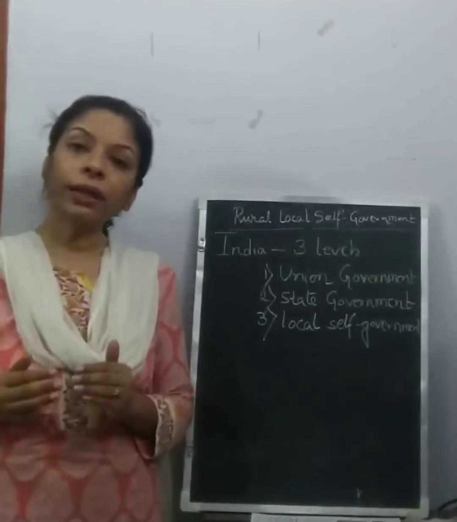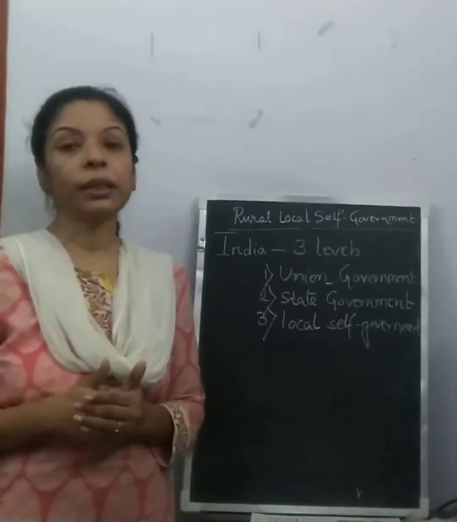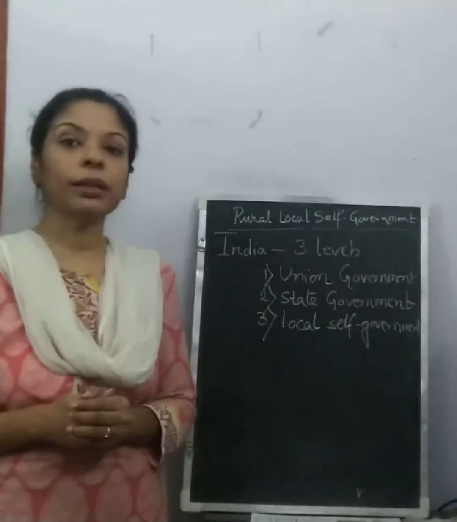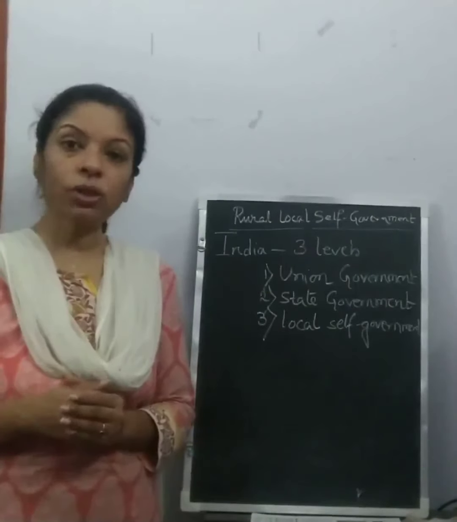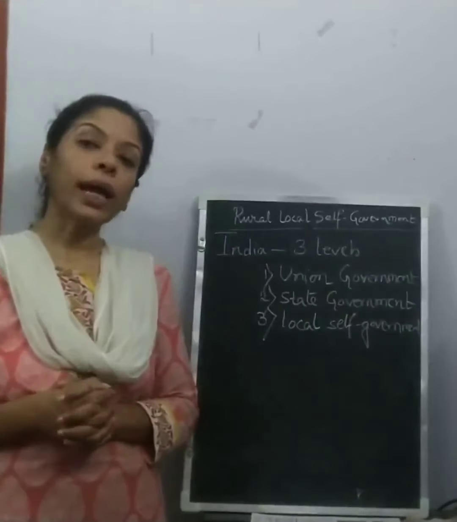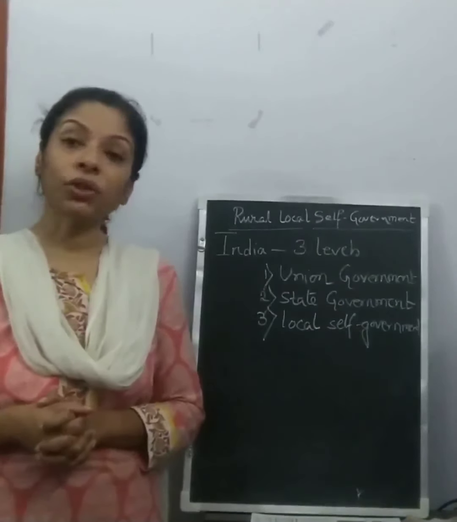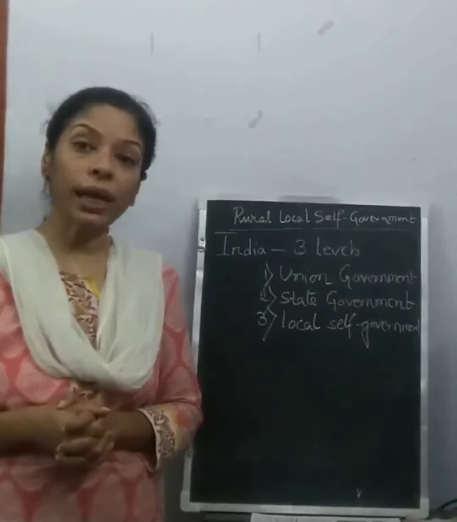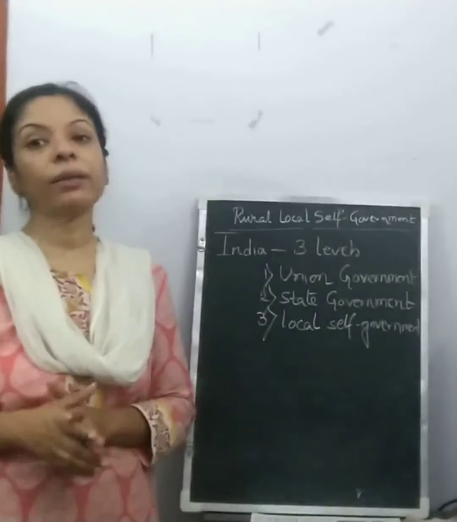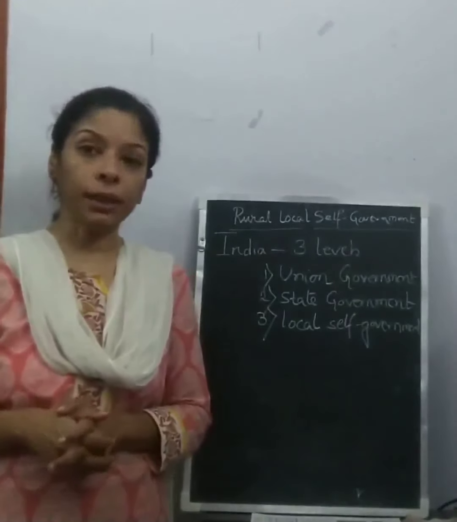So what we have learned today is the form of government that we find in India, the three levels of the government, and we will concentrate on the rural local self-government that we find in the villages, which is also known as the Panchayati Raj or the Panchayat system. The Panchayati Raj system is a three-tier system, that is, it has three levels and it functions at the villages. This system was the vision of our father of the nation, Mahatma Gandhi.